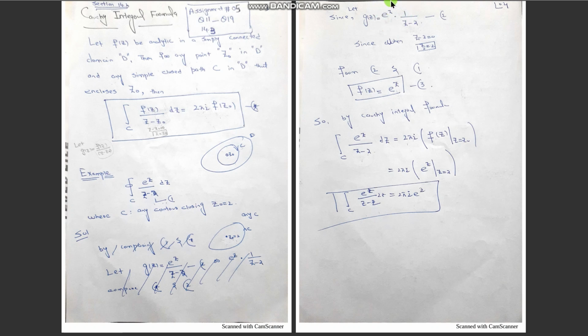If we equate this g of z with the integrand, then without the z minus z naught term, the remaining term is f of z. So f of z is just e to the power z. The integration of this function is very simple according to this formula, and it will be 2 pi iota into f of z naught. And what is z naught? Z naught is 2, right? So 2 pi iota into f of z, which is e to the power z, and putting z equal to 2 here, we get 2 pi iota into e to the power 2. This is the integration of this function along a curve C which encloses the singularity z naught equal to 2.